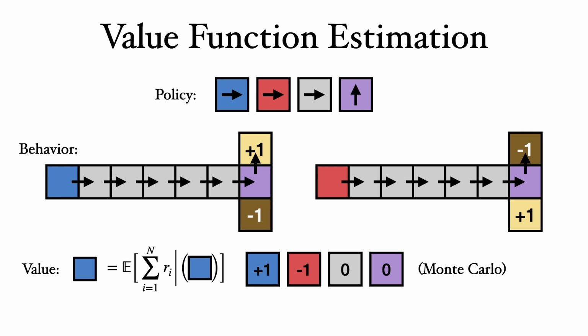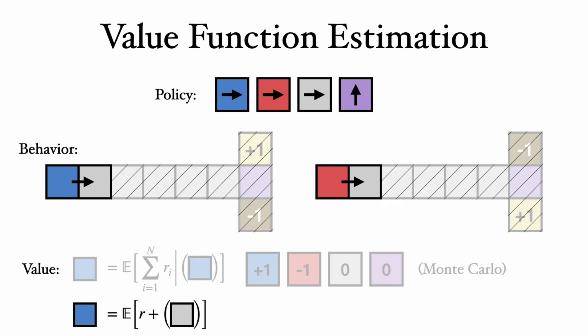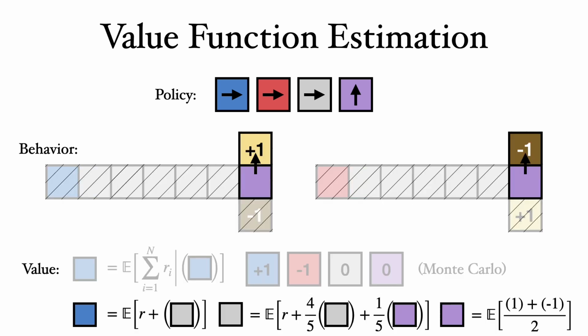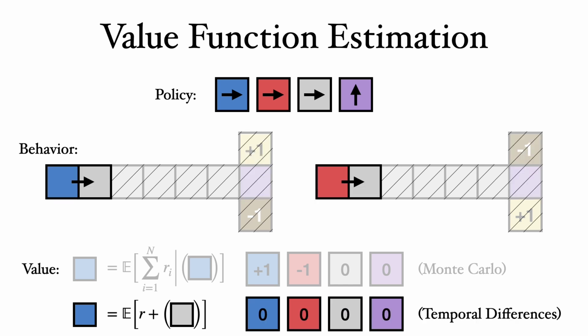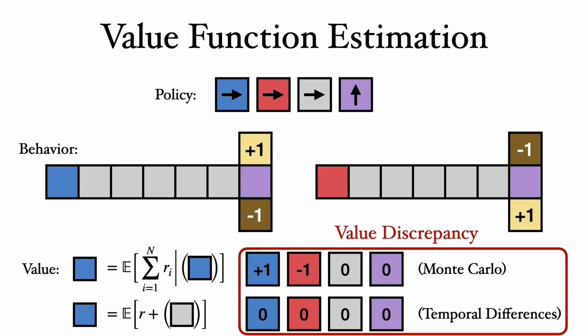Another way to estimate value is to add our immediate reward to whatever our value estimate says we're going to get for value at the next observation. This is called temporal difference learning. And notice that these 2 different computations give different results.